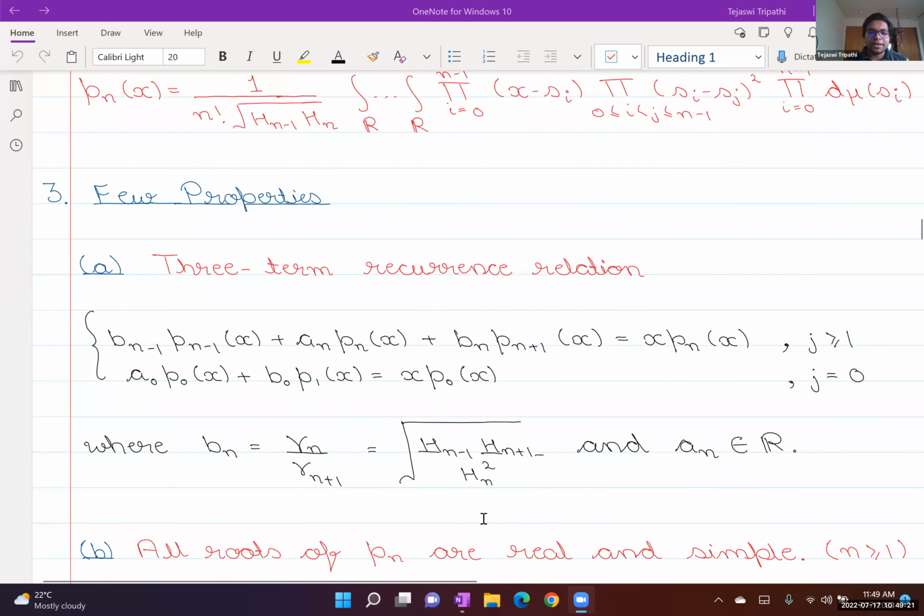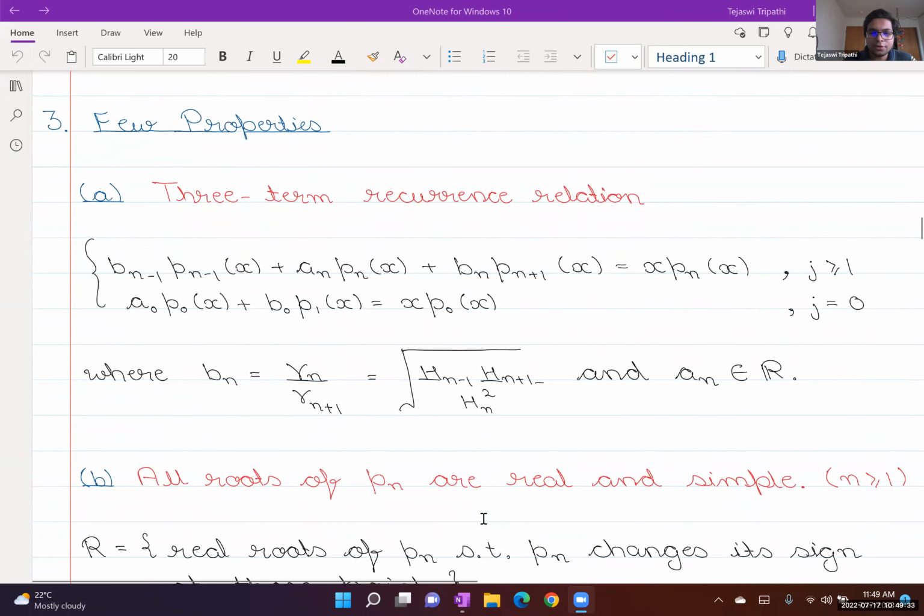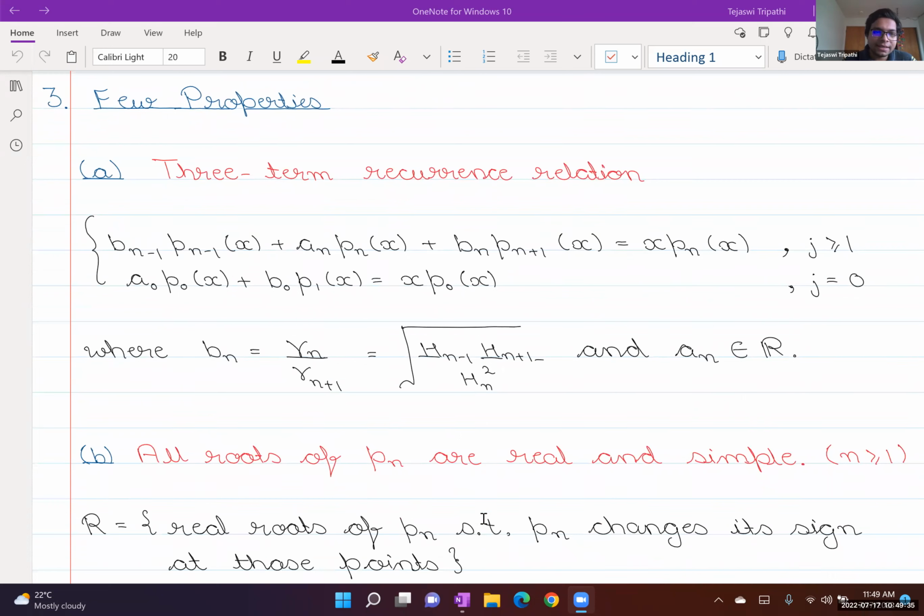Okay, now one can show that all the roots of orthonormal polynomials are real and simple. The multiplicity is 1, and they're all real. So how do we do that? Let us define a set R. This is the collection of all real roots of P_n such that P_n changes its sign at those points, which is equivalent to saying that it is the set of all real roots of P_n such that the multiplicity is odd.